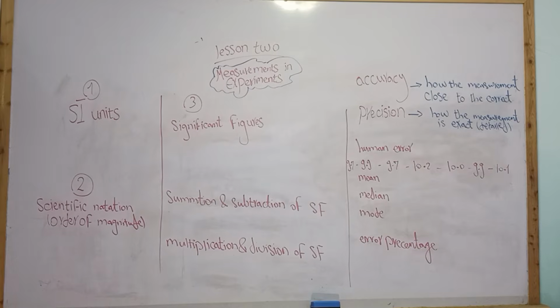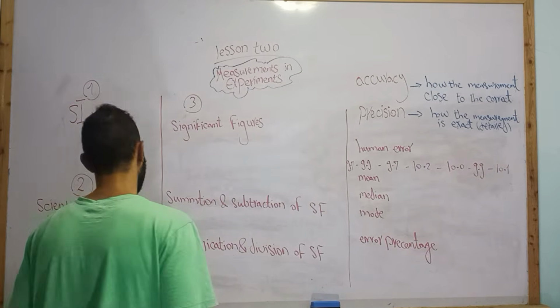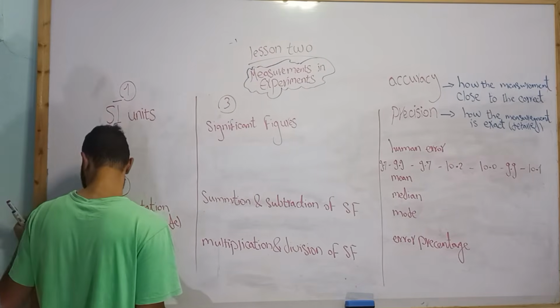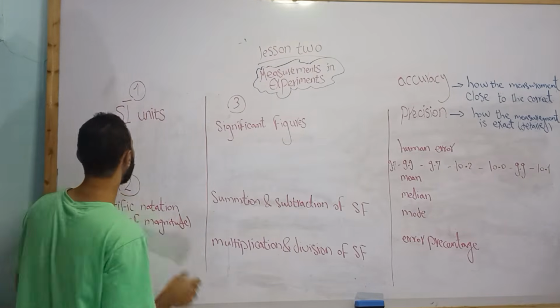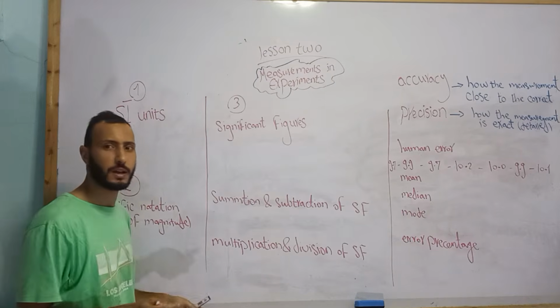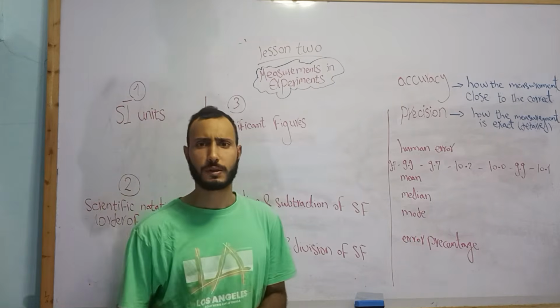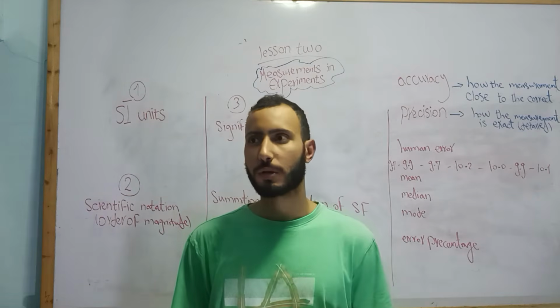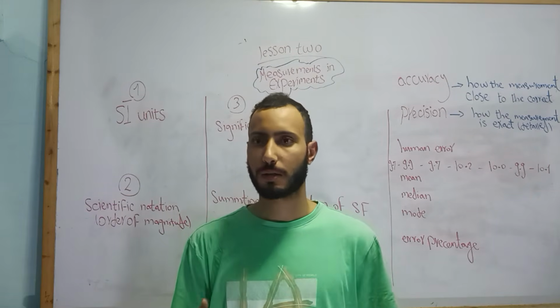Okay, now let's get to lesson 2. Okay? And in lesson 2, we started with SI units. So what's the meaning of SI units? We said that SI units are units used by scientists in order to make their communication easier.